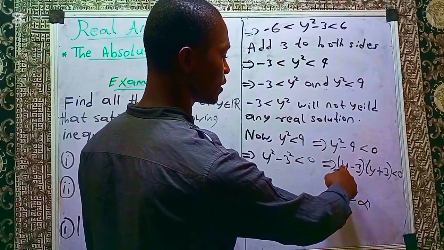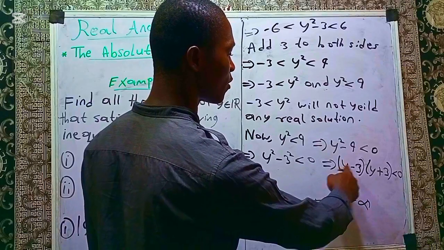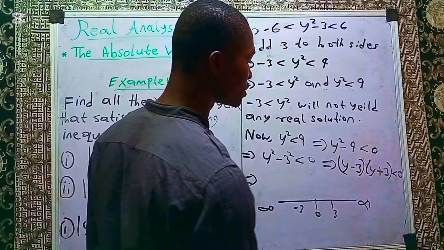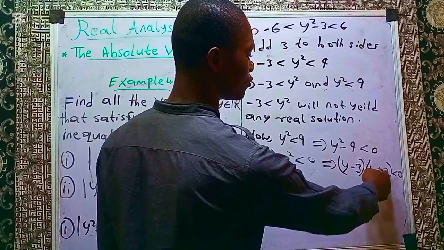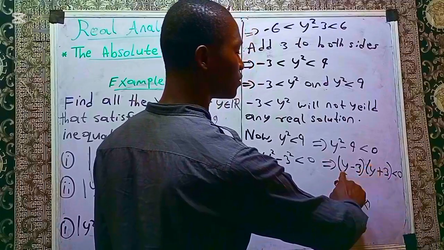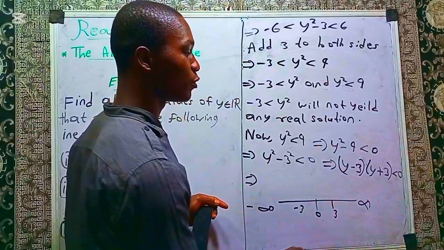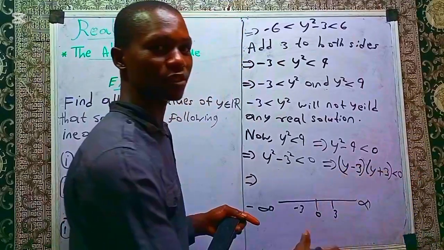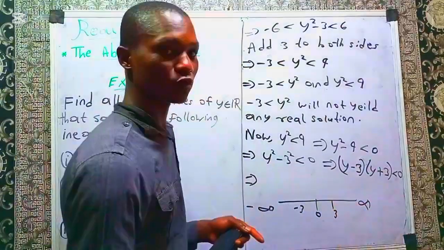If you put 4 here, you are going to get 4 minus 3, which will be positive 1. And if you put 4 here, you get 7. So you are going to get a positive quantity. But we are having less than 0, right? That positive quantity will not be less than 0. So this side will not yield a solution.